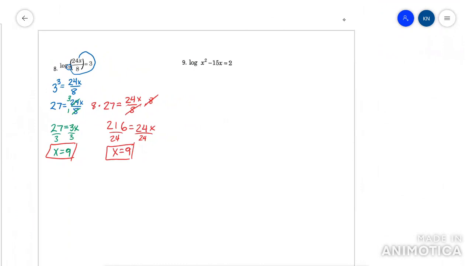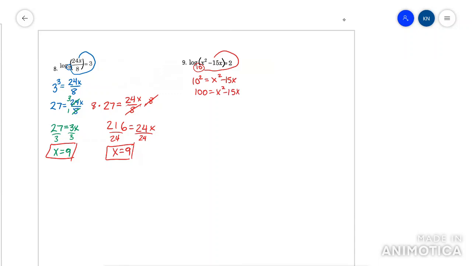On this one, there's no base, right? There's the missing number here. Well, when that happens, it's a 10. And so you're ready to snail. Imagine this is in parentheses again. So you're ready to snail. And so you got 10 squared equals x squared minus 15x. 10 squared is 100.